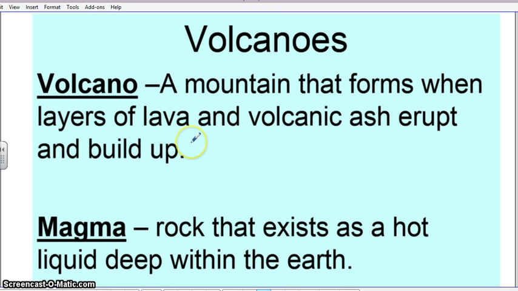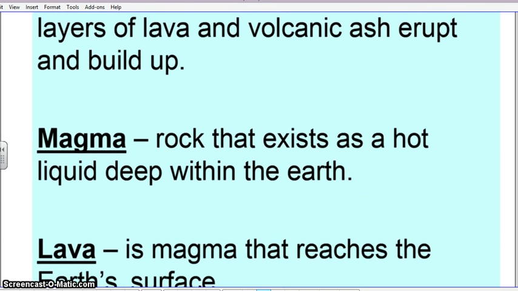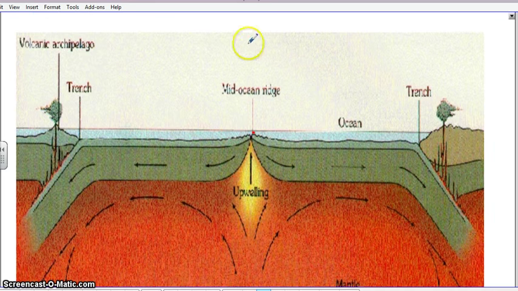All right, a volcano is a mountain that forms when layers of lava and volcanic ash erupt and build up. Now, as we've been talking, magma is rock that exists as hot liquid within the earth, but once it reaches the earth's surface, then it's known as lava. I love this picture here because it really does show you where all volcanoes form.